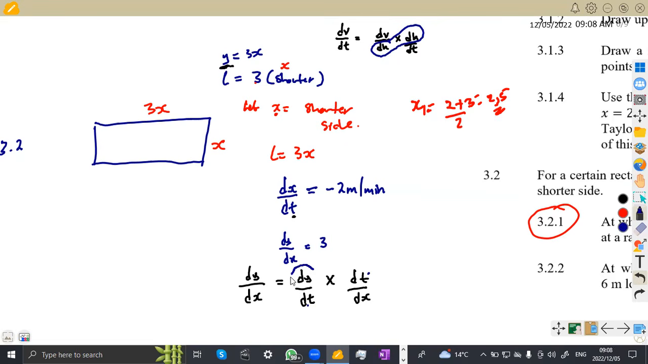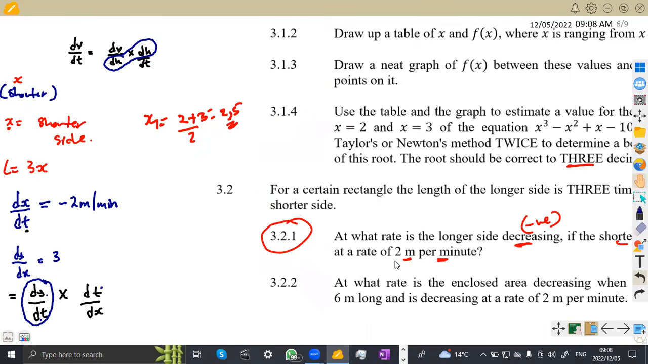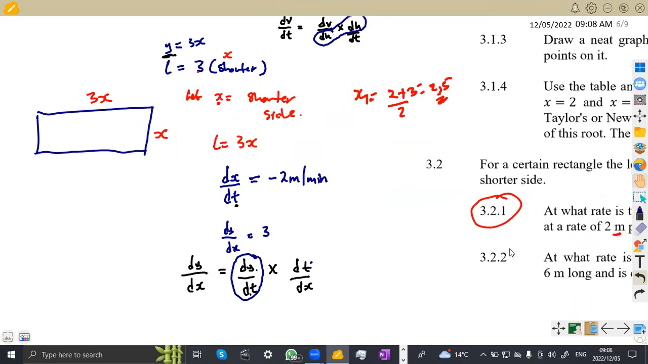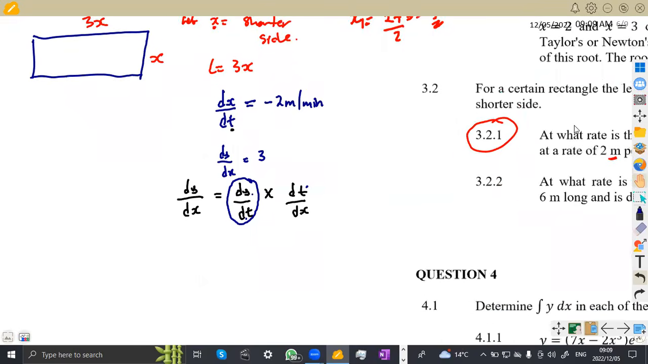What you need is the rate of change of length with respect to time, because that is what the question is saying: at what rate is the longer side, which is the length. So from this part that we have, we are going to write this in this manner. We have the values, so let's substitute and see what we're going to have.